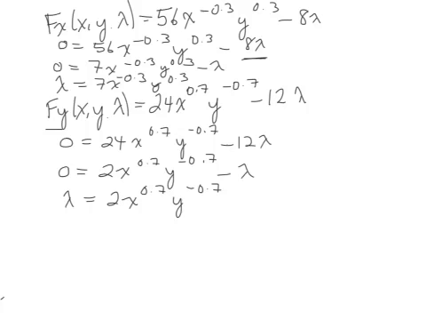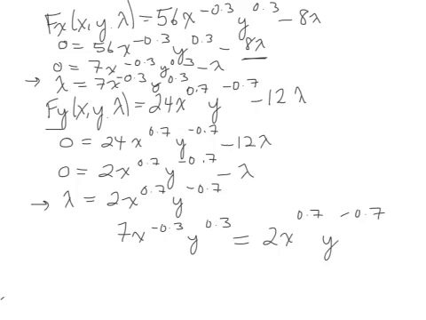Okay, so now we have two equations that are both equal to lambda, and if we set them equal to each other, we should be able to find values of x and y. So we have 7x to the negative 0.3 y to the positive 0.3 is equal to 2x to the 0.7 y to the negative 0.7. Okay, so now we have to remember way back our rules of exponents.